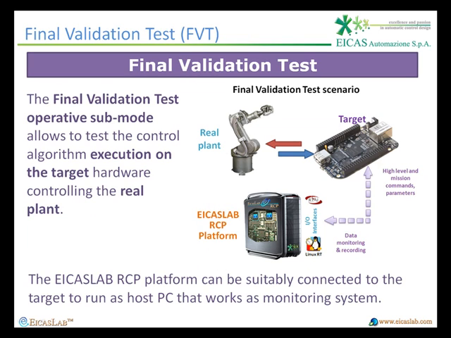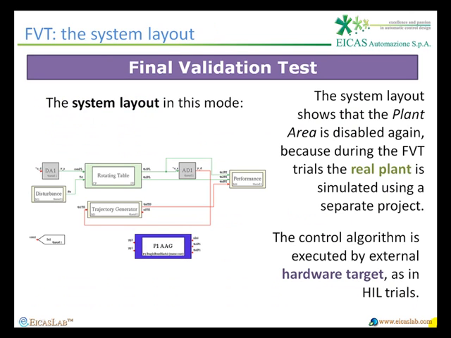Let's now consider the second submode of the target operative mode, the final validation test. In this case, the hardware target is programmed with the generated code and it commands the real plant. The EICASLab RCP platform can be suitably connected to the target to run as host PC and works as monitoring system. We consider now the system layout in final validation test submode.